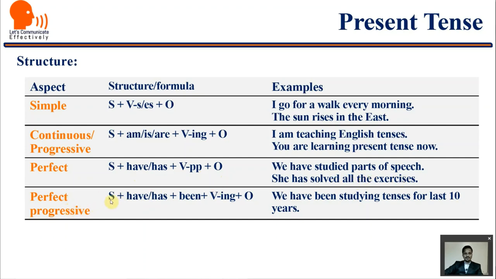Perfect progressive: subject, have, has, plus been, plus verb ing form, object. And the same: I have been, we have been, you have been, he, she, it has been, and they have been. We have been studying tenses for the last 10 years.